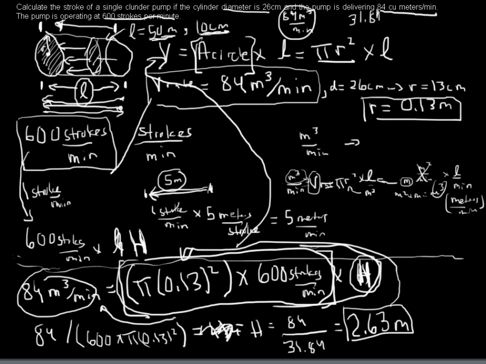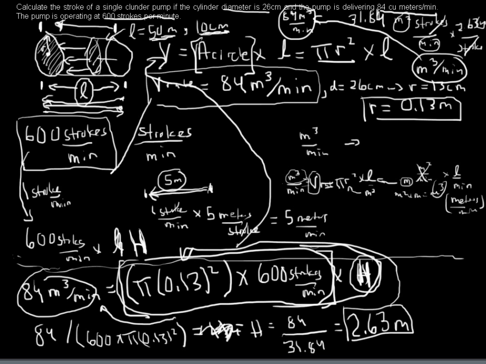And what are the units? So we had pi, no units, meter squared, and then strokes per minute. Then we multiply that by 2.63 meters per stroke. So stroke cancels out, and it's meter squared times meter over minute. So it's meters cubed per minute. So the units are the exact same.